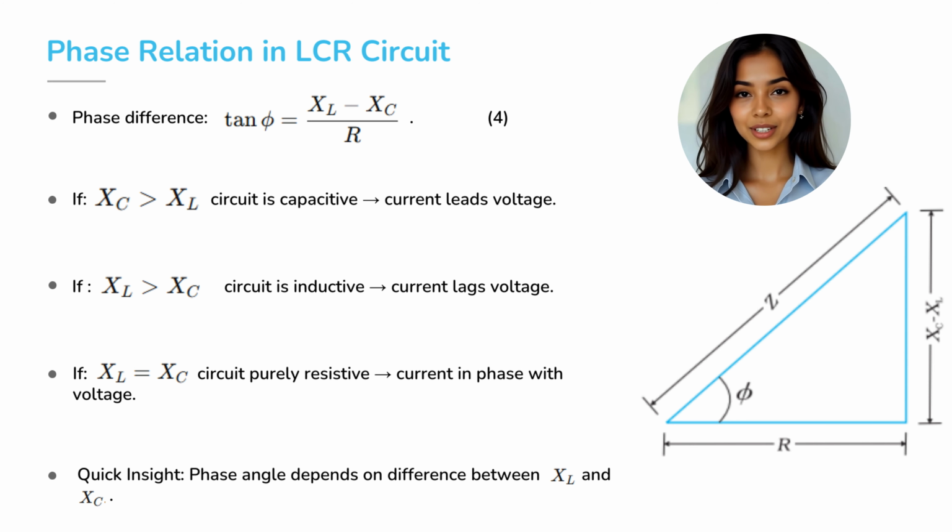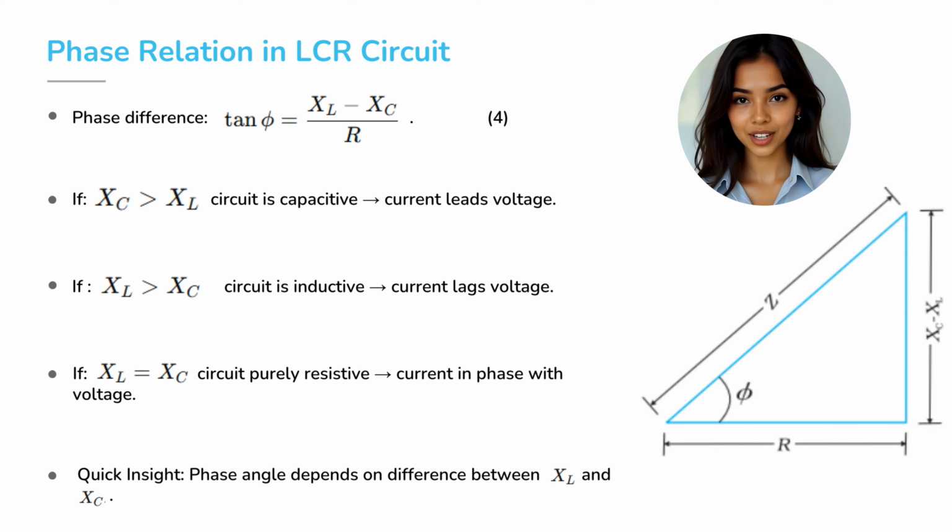If Xc is greater than XL, the circuit behaves like a capacitor and the current leads the voltage. If XL is greater than Xc, the circuit behaves like an inductor and the current lags behind the voltage. And if XL equals Xc, the inductive and capacitive effects cancel out, leaving only resistance. In this case, the circuit is purely resistive and current is in perfect phase with voltage.